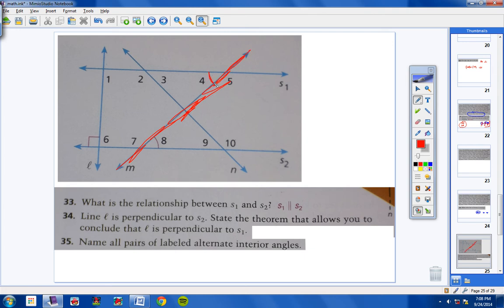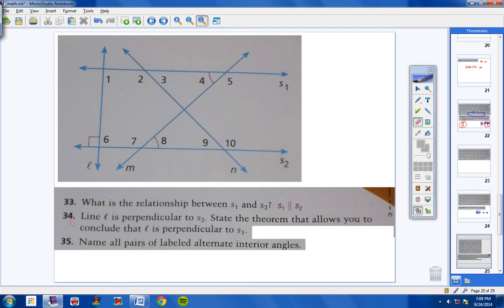This angle here and this angle here are called alternate interior angles. And notice they're congruent. They both have 1 mark. Well, anytime you have 2 lines cut by a transversal in such a way that the alternate interior angles are congruent, then you know the lines are parallel. So we know for sure the lines are parallel because of the alternate interior angles being congruent.